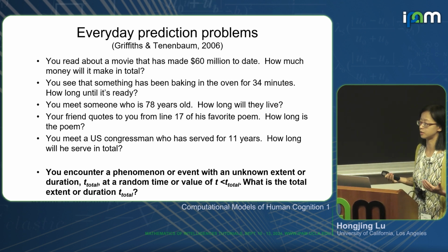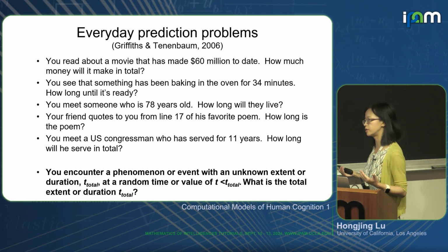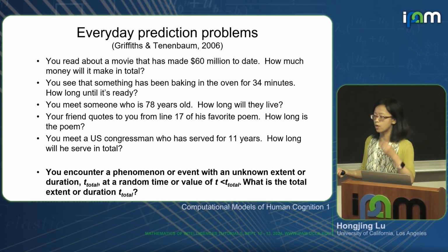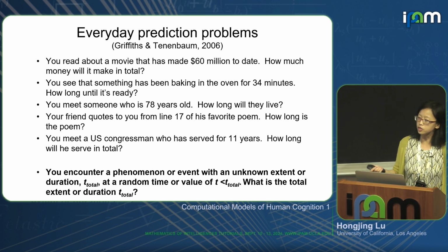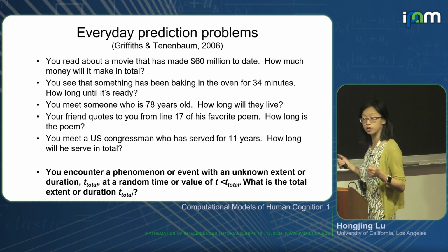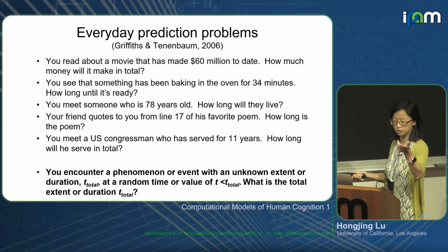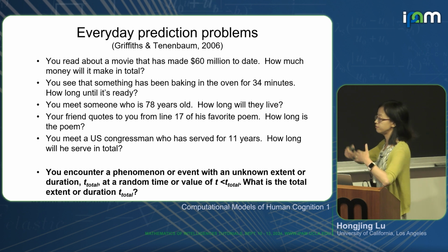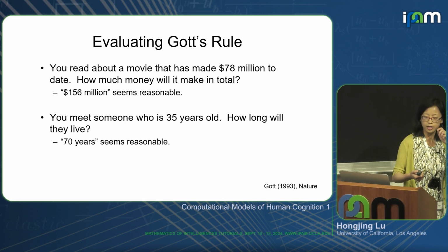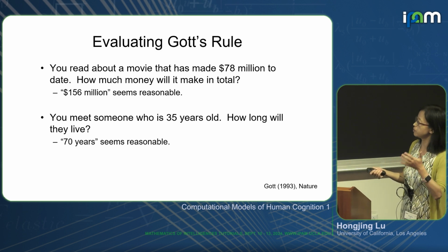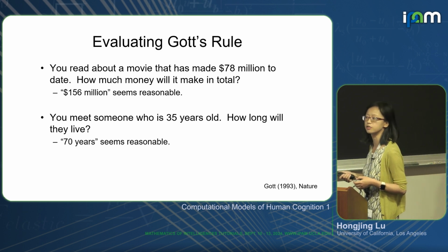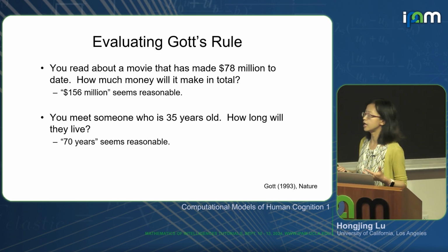You are encountering a phenomenon or event at a random time value t. Your job, your computational inference, is to estimate the total extent or duration. You meet someone who's 35 years old, what's the total lifespan in your prediction? This actually has an early paper, and it's interesting. They did the experiment. If you meet someone who's 35 years old, people typically estimate 70 years old as the lifespan, which is reasonable.